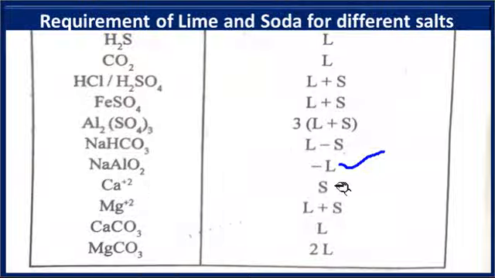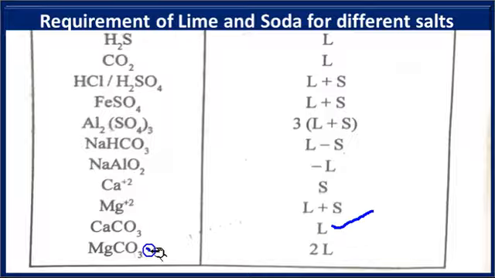Calcium plus 2 ion is considered as the permanent calcium hardness, so only soda is required. Magnesium plus 2 ions are considered as permanent magnesium hardness, that requires L plus S. Calcium carbonate requires only lime, because we assume here that calcium carbonate is present in the water due to the calcium bicarbonate. So for calcium bicarbonate, 1 mole of lime is required.